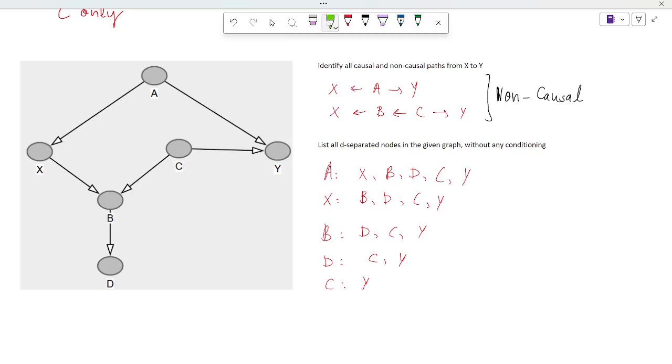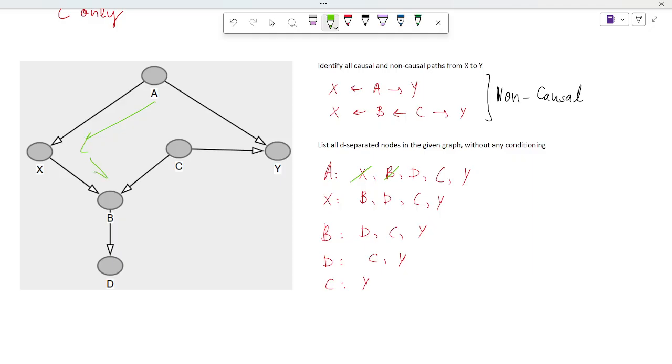All right, I'm going to increase my pace over here, and you can feel free to try out the next one in your own time as well. So let's start with A and X. There is a direct path between A and X, so I know that they are not d-separated. Then I have A and B, and between A and B there is a path using a chain through X, so they are not d-separated either.